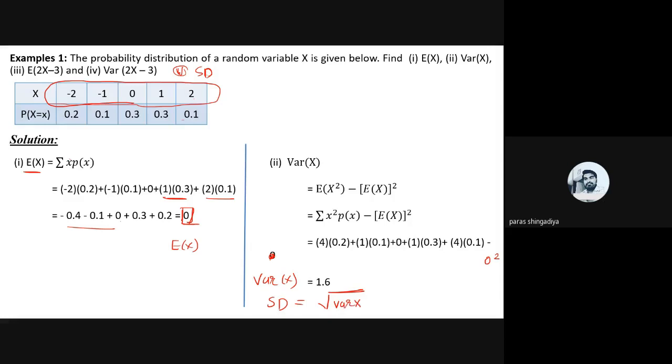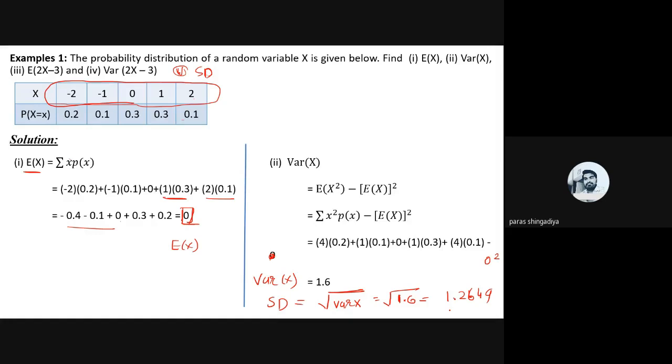So square root of variance of x is equal to square root of 1.6. And what is the square root of 1.6? It is equal to 1.2649. So that is called standard deviation, 1.2649. Square root of the variance answer, so that is the 1.2649 you will get.